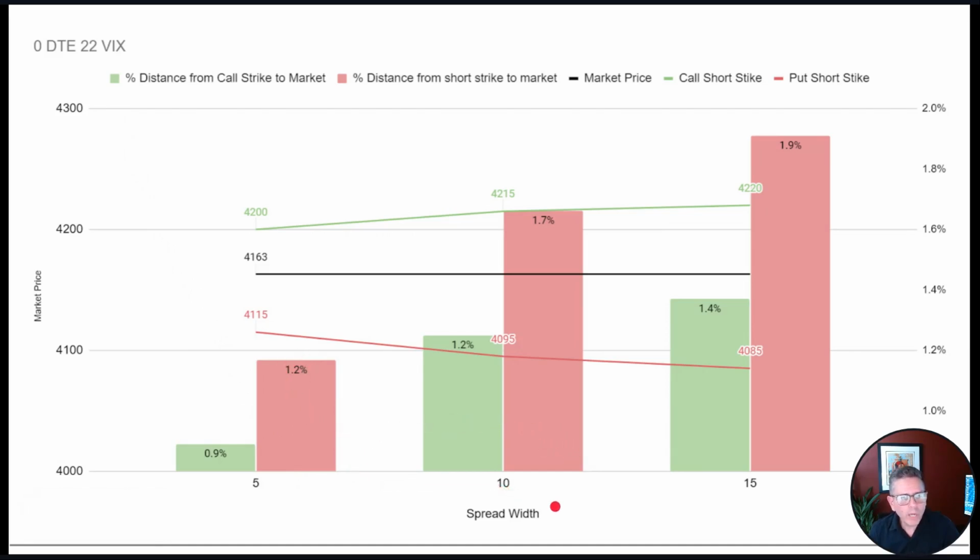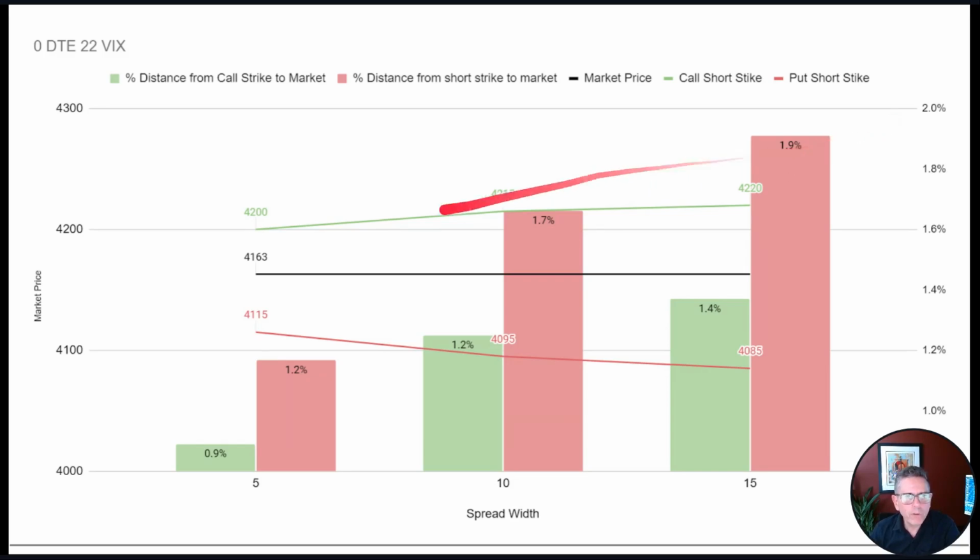With the spread on 10, you can see it's quite a bit further away from the market. It's almost 2%. And then once you get to 15, 20, it's kind of a diminishing return, and that's what happens because it's just not worth it. It's not worth the width when you do that.